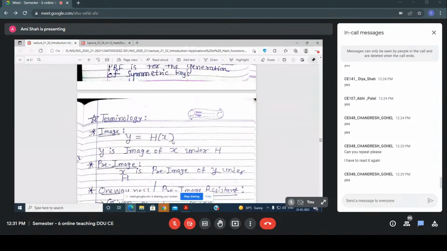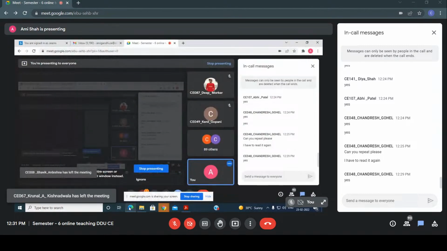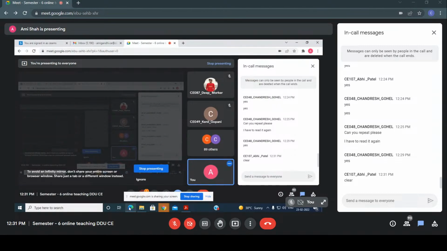Now there is some terminology, and hash functions have some properties. So which are the terminology for this hash function? Up to this point, is it clear to everyone? Is it clear? Does anyone have a doubt? Okay, fine.